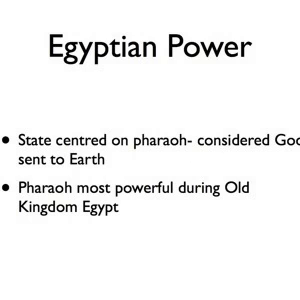Now, the Egyptian state centered on the king, or pharaoh. From the time of the Old Kingdom, Egyptians considered the king to be God sent to earth to maintain Ma'at, the divinely authorized order of the universe. The pharaoh was the most powerful during the Old Kingdom of Egypt, but over time became more of a symbol or figurehead than an absolute ruler.